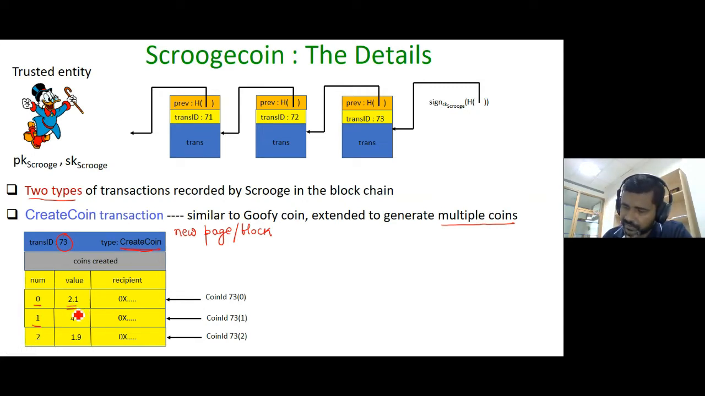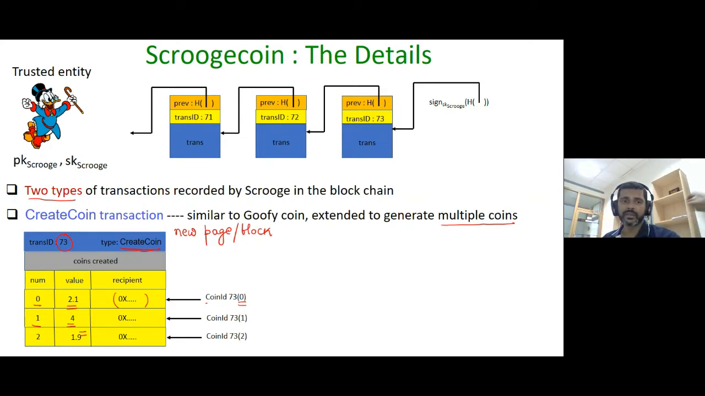Each such transaction will have a denomination. What's the denomination of the coin that Scrooge has created? And the third entry will be the recipient address, namely the public key of the recipients to whom these coins are getting transferred. And now we can refer to different coins created in this transaction in the same way as we refer to various elements in an array.